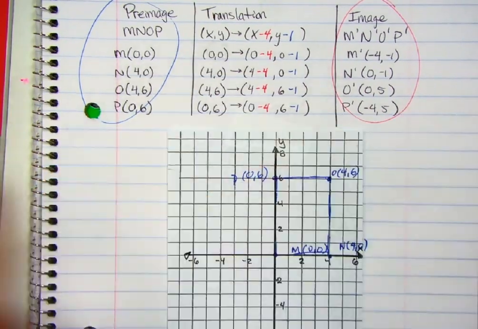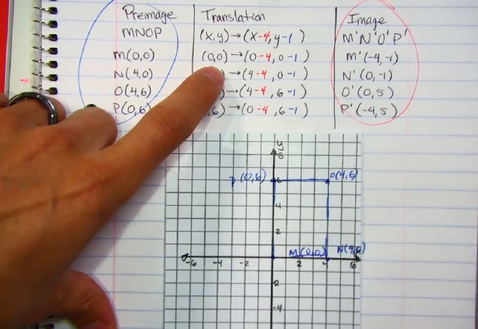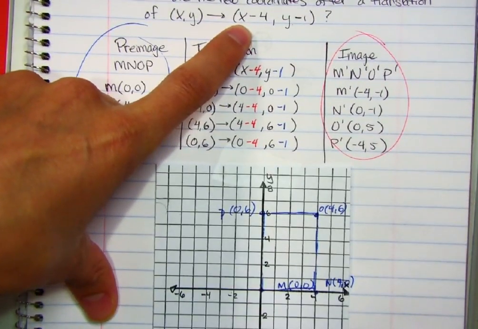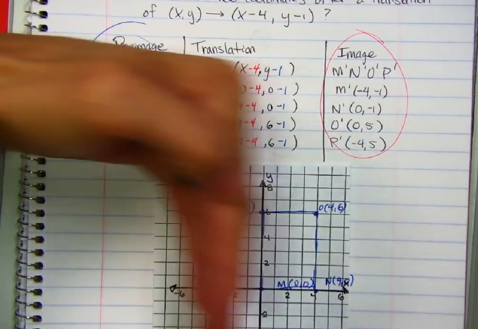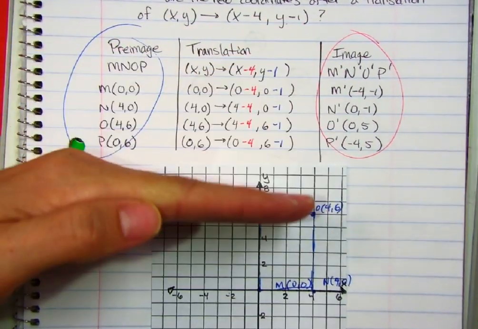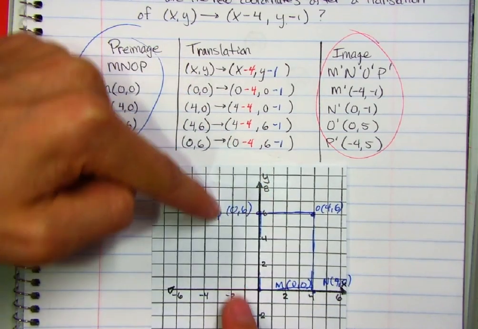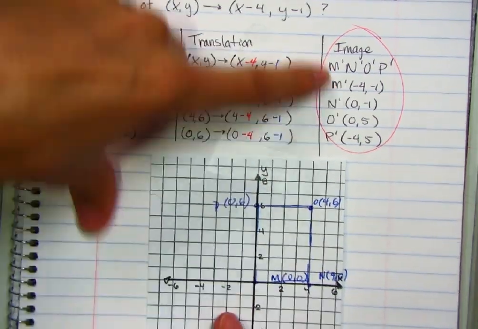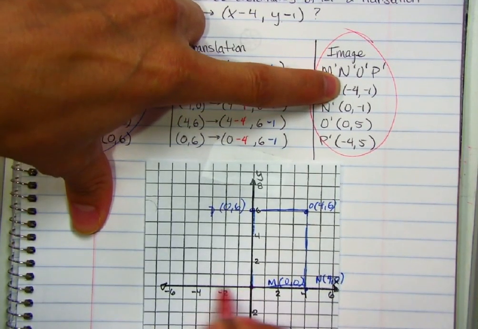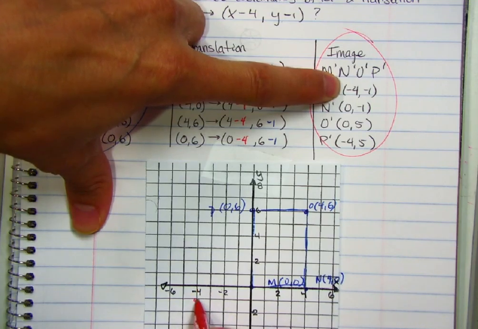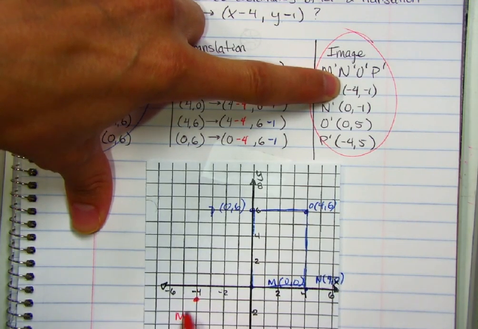All right, so you can see if I connect this, it creates a rectangle or a quadrilateral. Okay. Now with the translations, notice what's happening. X minus 4, that means I'm going to go 4 negative, 4 to the left, y minus 1, I'm going to go 1 down. So it should land somewhere down over here. And let's take a look and see if that happened.